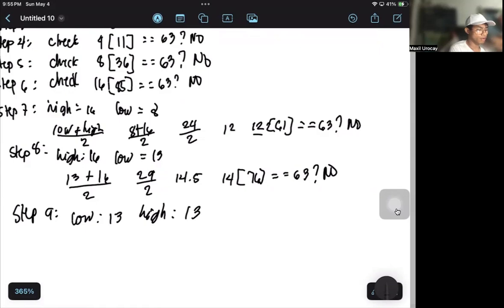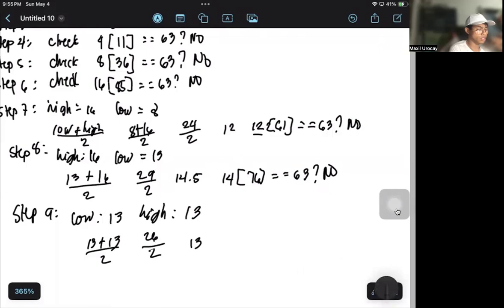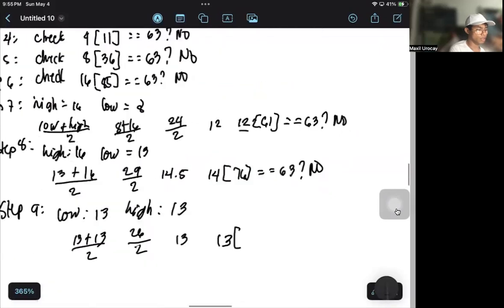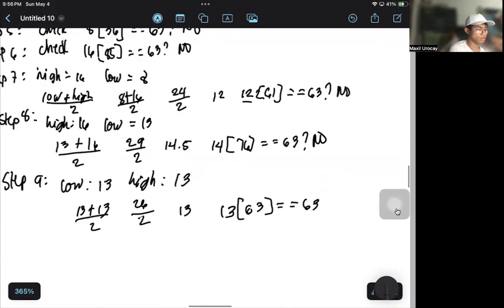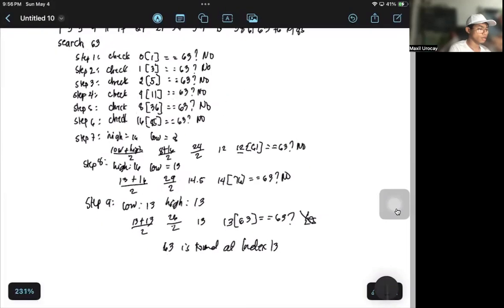Because eventually, you're at 14 right now. So if the value at your i right now is greater than the target, you have to deal with the i minus 1. So what will happen? 13 plus 13 divided by 2. I mean 26, yeah, it's addition, not subtraction. What a mess. So that is 26. 26 divided by 2, that is 13. So what is at 13? 13 is 63. So right now, 63, is it equal to 63? Yes. So therefore, you can definitely put here 63 is found at index 13.